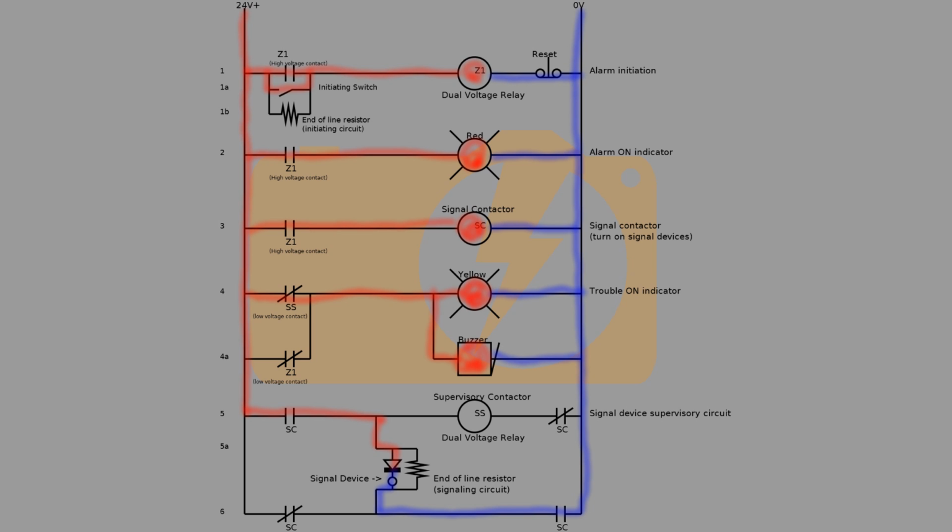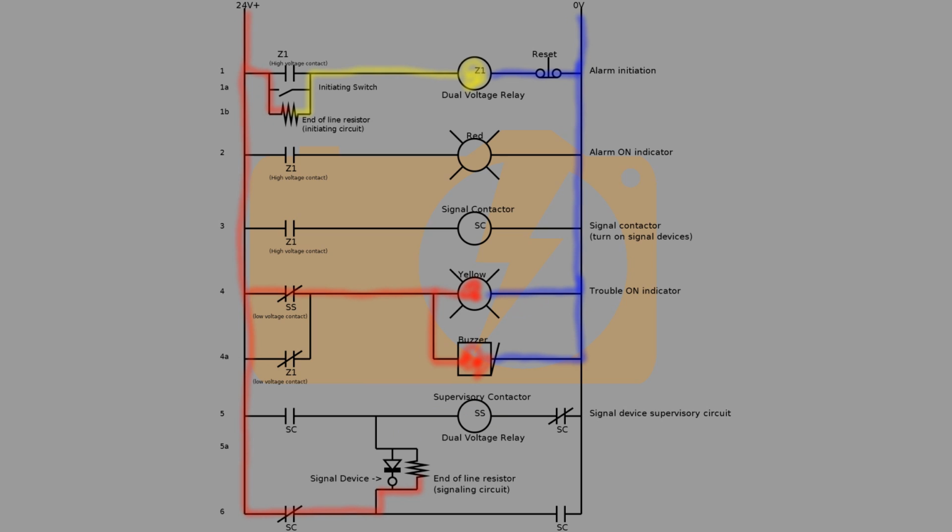In a trouble condition, the wiring in the initiating circuit or in the signaling circuit is broken at some point. This means power does not pass through the end-of-line resistor and to the dual voltage relay. In this example, power stops at the end-of-line resistor in rung 1B. This causes no current to pass through the dual voltage relay Z1 and for the normally closed contact on rung 4A to remain closed, allowing the yellow light and the buzzer to be activated.